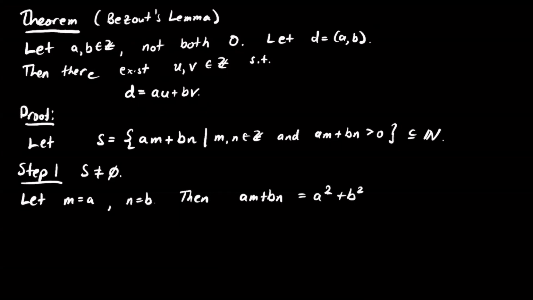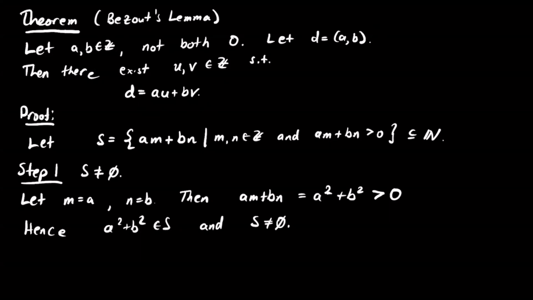And now, since I know at least one of those numbers is non-zero, I can say that this is positive. So I know that either A squared is positive or B squared is positive, or maybe they're both positive. And I get that this is bigger than 0. And this leads me to a conclusion that hence A squared plus B squared is an element of S, and S is not the empty set.